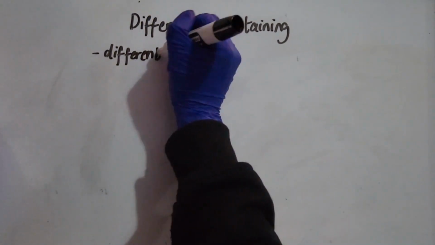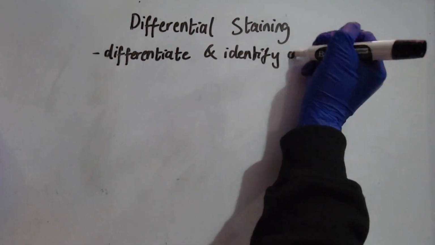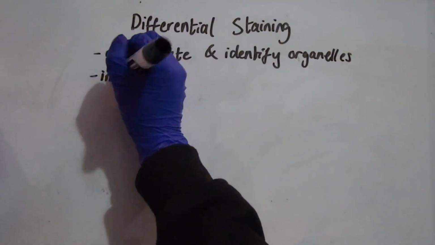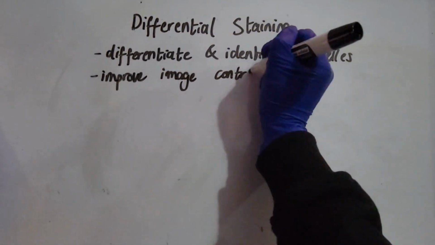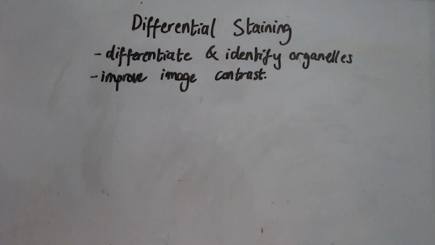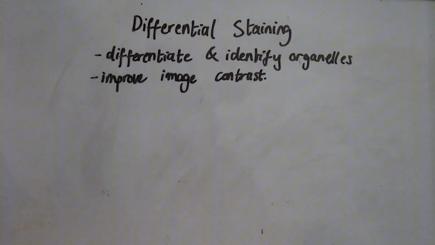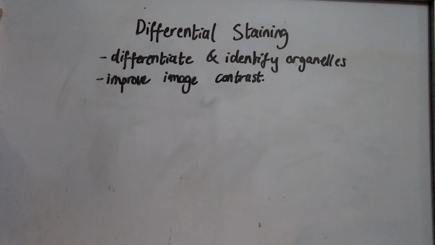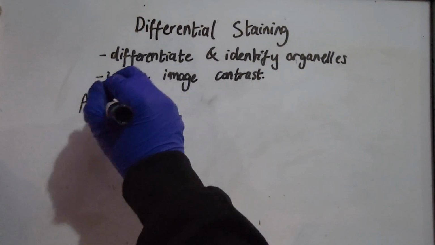For light microscopy, differential staining is very important in order to differentiate and identify organelles and improve image contrast. It's not super necessary that you learn the name of each of the stains that you can use, but there have been questions in the past that ask you to suggest stain names. So I'm going to name some and you can take them down if you want.